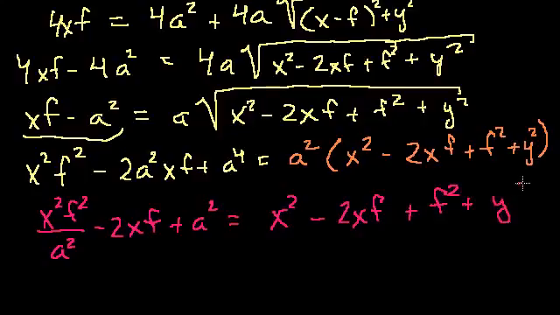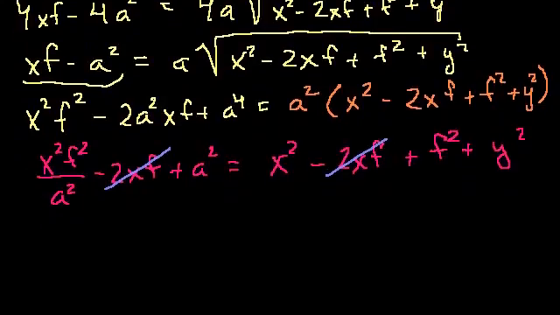plus y squared. Well, good. There's something to cancel out. There's a minus 2xf on both sides of this equation. So let's cancel that out. Simplify our situation a little bit.